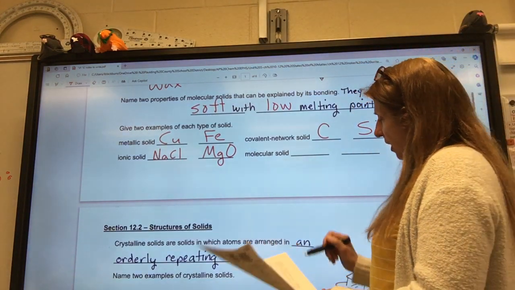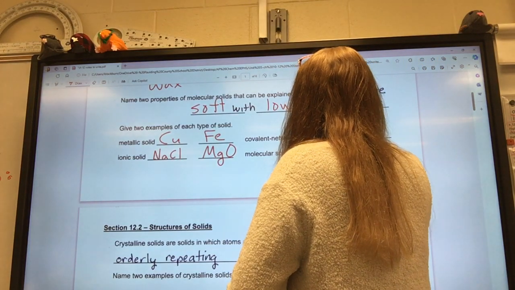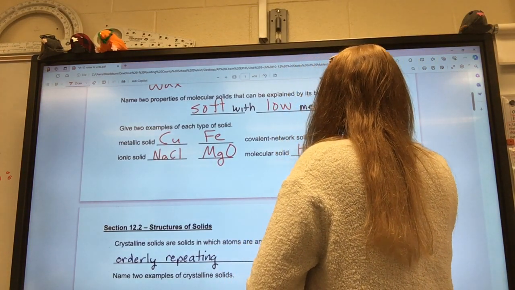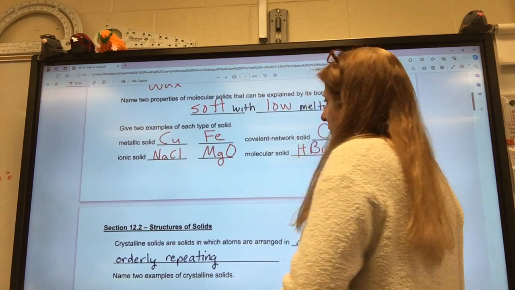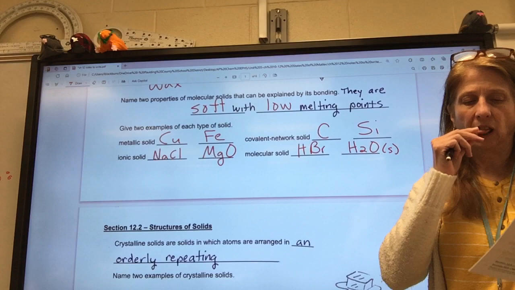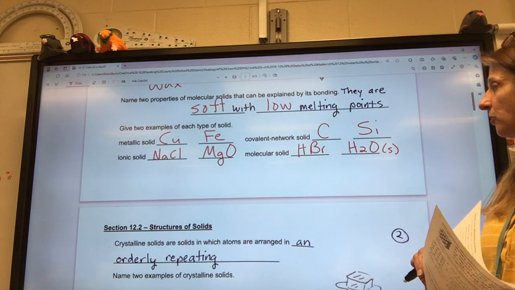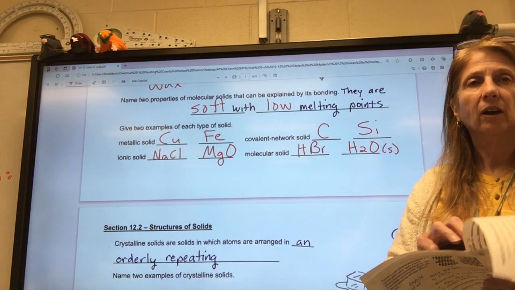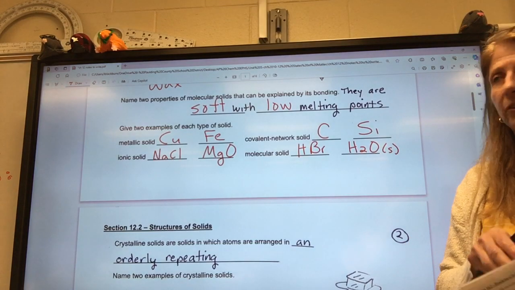A molecular solid, we could say hydrogen bromide, or even water if it's frozen is a molecular solid, so we'll put S. Solid water, otherwise it's a liquid and it's not a molecular solid. It is a liquid at that point. Okay, good so far? I told y'all this was easy.